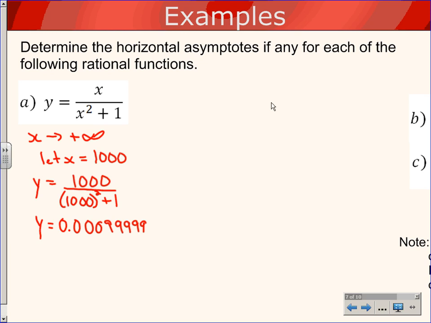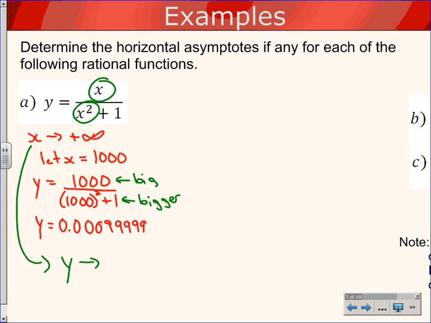I think that makes sense because the number on the top appears big. It's 1,000, which seems like a large number. But the number on the bottom is bigger. If we're letting x approach positive infinity, that denominator is always getting bigger. The x squared is going to get larger quicker than the x term. The x squared dominates the x. So our denominator is getting bigger faster than the numerator is, and because of that, we're getting closer and closer to 0. So as x approaches positive infinity, y is approaching 0.